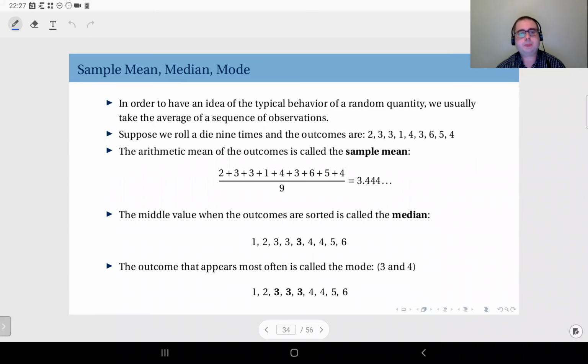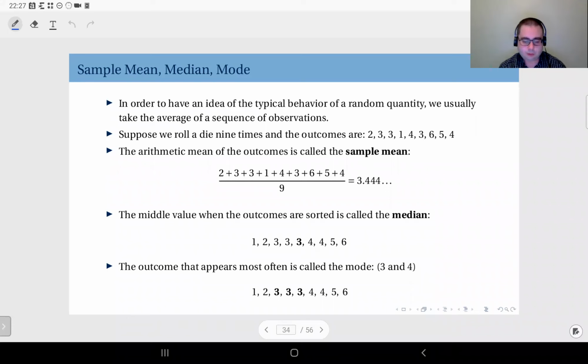Okay, let's say we have samples of a random variable or a random quantity. To have an idea about the typical behavior of this quantity, what we usually do is look at the average. And when we say average, there are actually three types of average we can talk about.